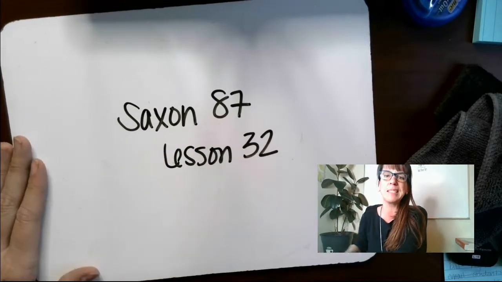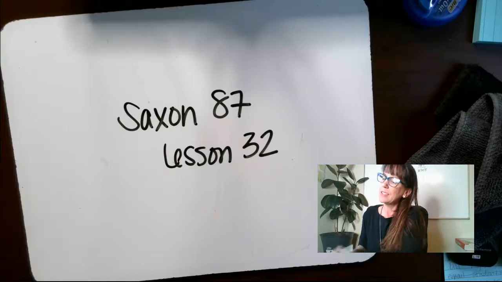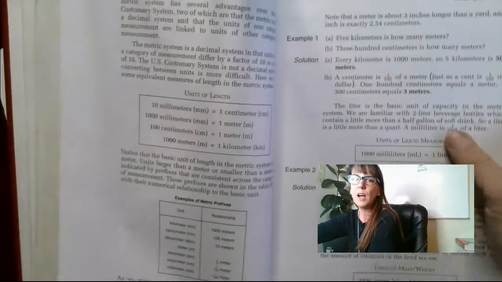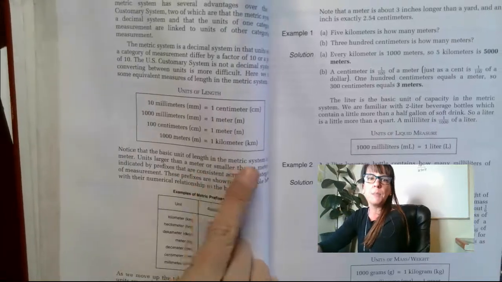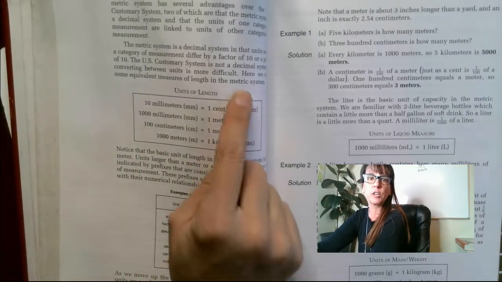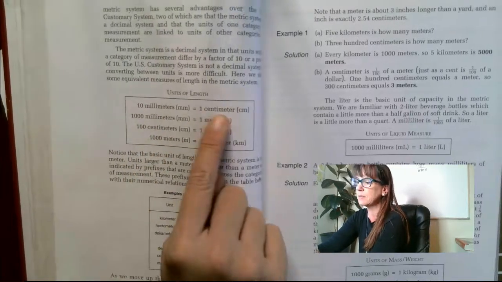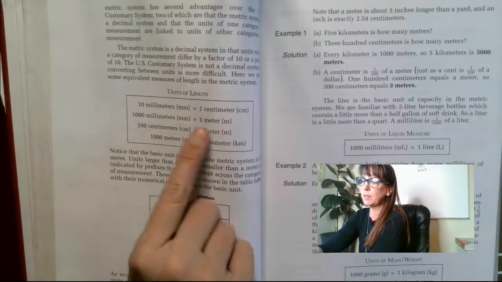All right, guys, we're talking about lesson 32 today. Lesson 32 is all about the metric system, which I love, but we do not use it here in the US, which is an unfortunate shame. Okay, the metric system. If you're following along at home, I'm in the second edition of Saxon 8.7. I'm on page 190, and guys, this is important. I would copy this down into your notes. You're gonna want all this information here. There are 10 millimeters in a centimeter, 1,000 millimeters in a meter, all that good stuff, okay?